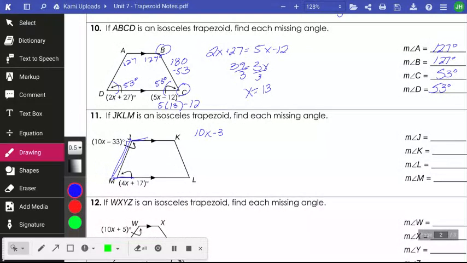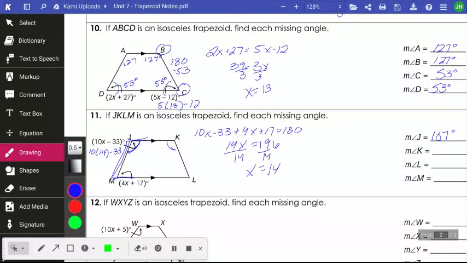So I'll have 10x minus 33 plus 4x plus 17 is equal to 180 degrees. I'll combine my like terms and subtract my constants over to 180. So I'll have 10x and 4x combined is 14x. If I add the 33 and subtract the 17 over to the right, I'll have 14x is equal to 196. Divide both sides by 14, and I'll get x is equal to 14. If I'm finding the measure of angle J, I have an equation for that. I will do 10 times 14 minus 33, and that will give me 107 degrees.